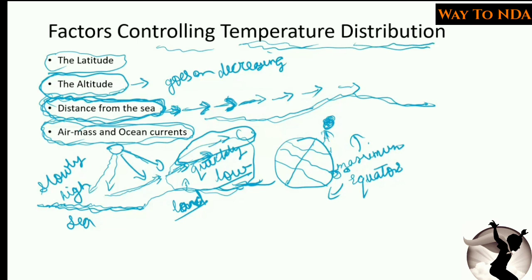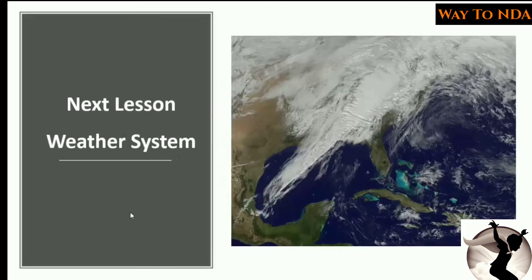So this is all about this chapter, solar radiation. In our next chapter we are going to study an important topic, the weather system. You should remember that whatever we have studied here, the convection, the advection and the moderating effect of the sea, all these concepts are very important because we are going to need them when we study the next lesson, the weather system.